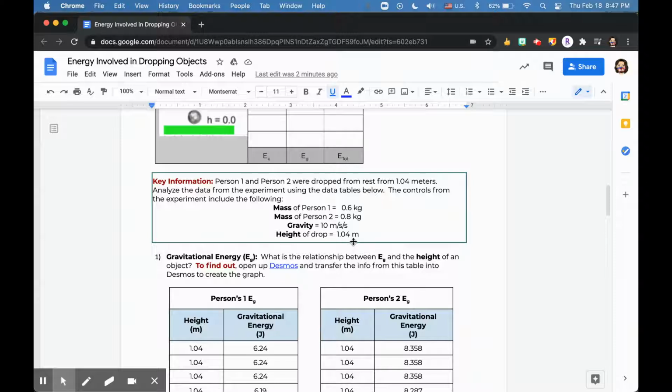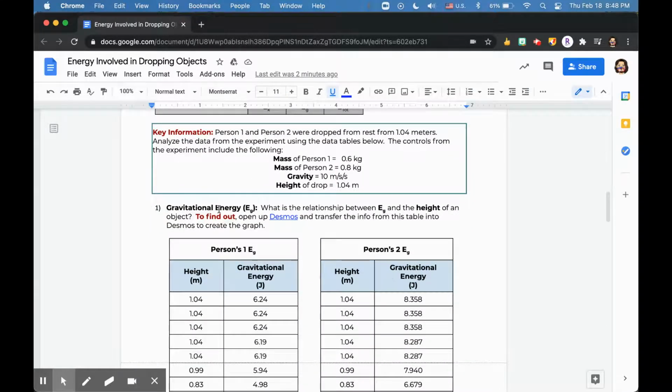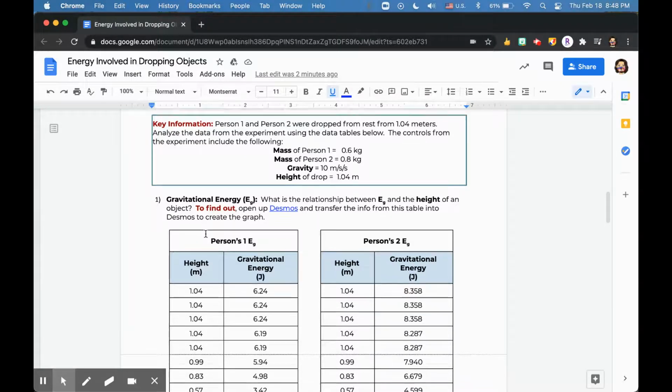So this is important to remember because that tells me that each person is dropped from the same position, gravity is exerted on them the same amount, but they have different masses. So that means their exact numbers of their energies might be slightly different. Okay? So, first part, gravitational energy. What is the relationship between gravitational energy and the height of an object? To find out, open up Desmos and transfer the information from this table into Desmos to create the graph.